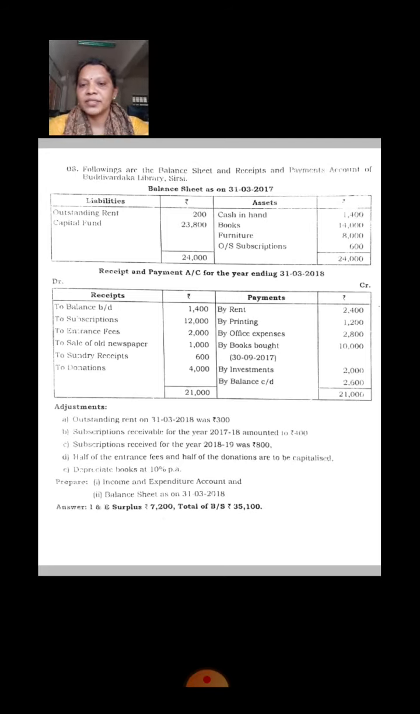See, the opening balance sheet as on 31/3/2017. So the previous year is 16/17 and the current year is 17/18, right? And on the liability side, they have given outstanding rent 200. Okay, so previous year some expenses were outstanding, which we will pay this year. It means deduct from the concerned expense. Then capital fund is given as 23,800.